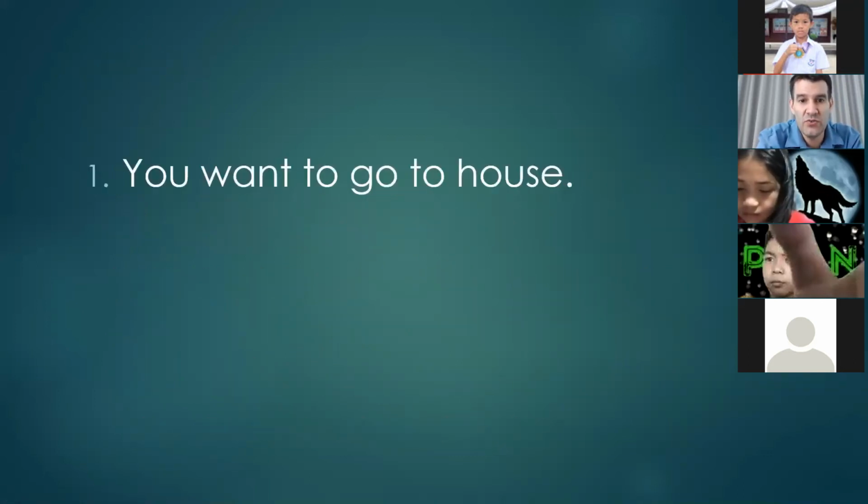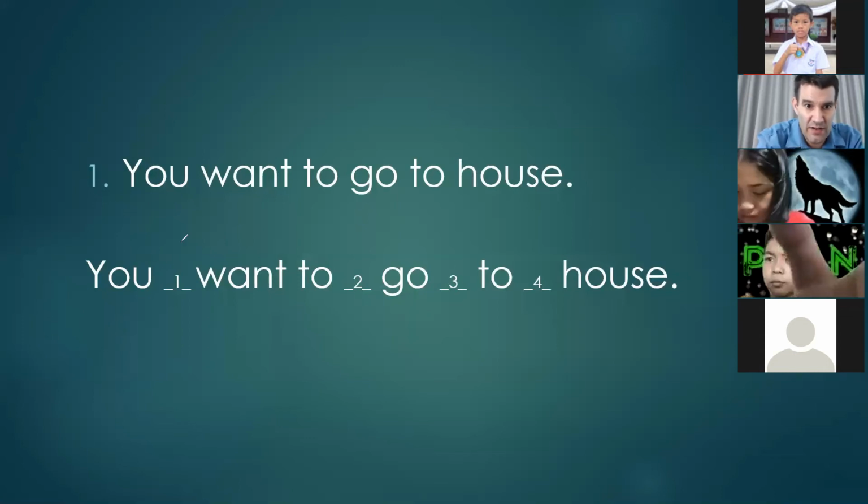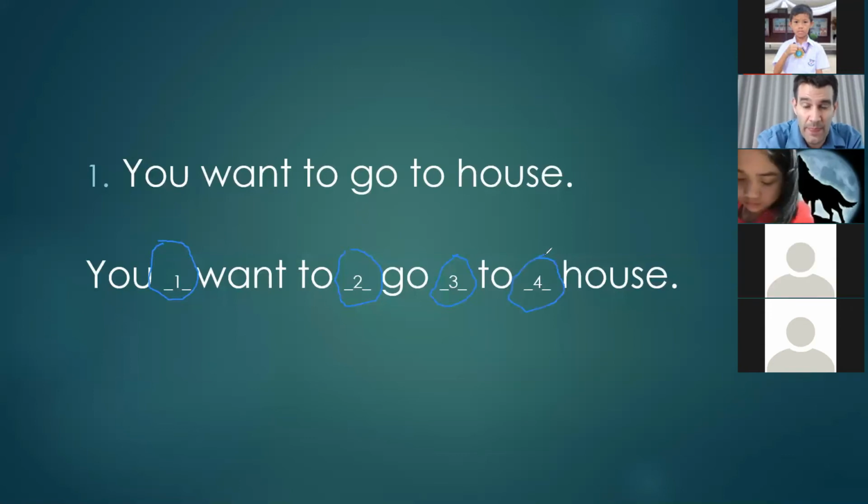So you want to go to house. Does the possessive adjective go here? If you think so, then write number 1. If it goes here, then write number 2. If here, write number 3. Or if here, write number 4. So in the chat, you can write which number you think the possessive adjective will go. Remember to find the noun, and it is written before the noun.